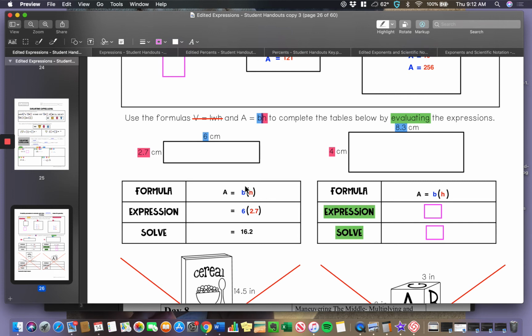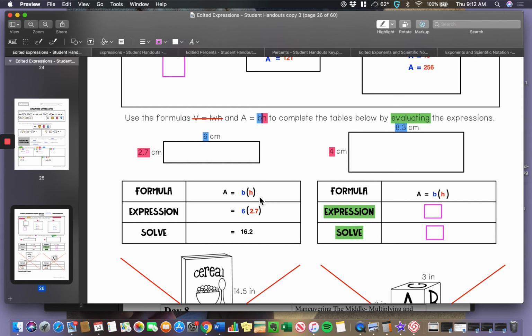So my formula, as stated from the top, is A equals B times H. Remember, this is always multiplication. You know, we don't use that times sign because it looks like an x, and x is a letter, so x can be a variable. So we write multiplication in a different way.